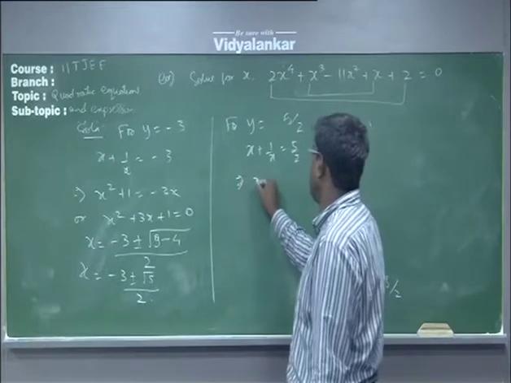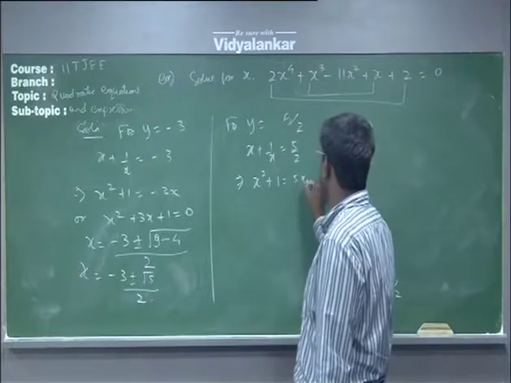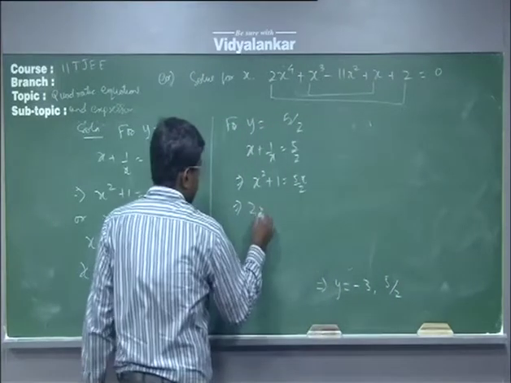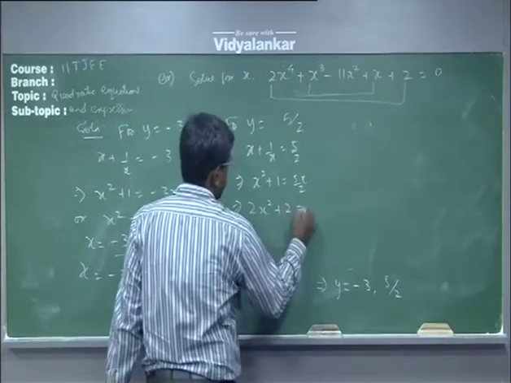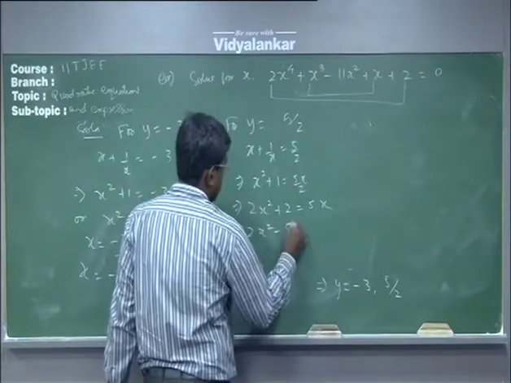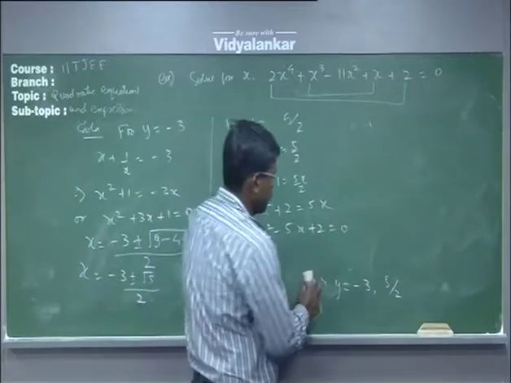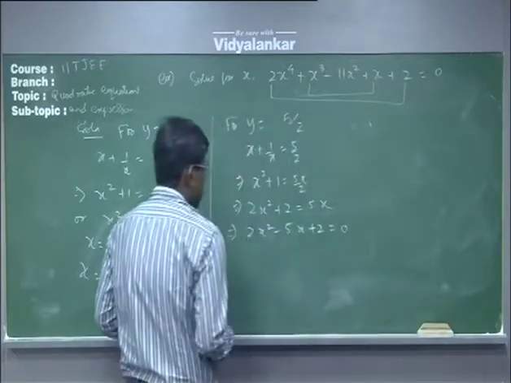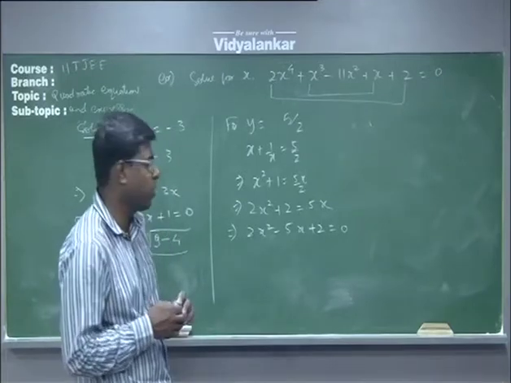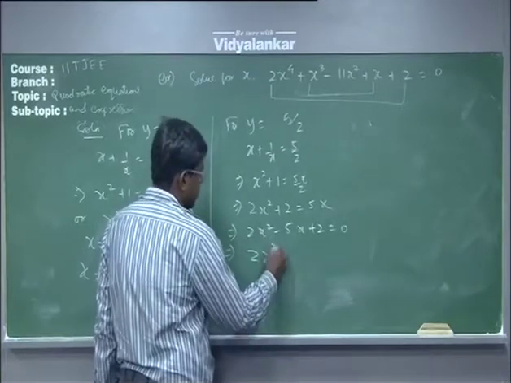This upon simplification gives us x square plus 1 is equal to 5x by 2, which gives us 2x square plus 2 should be equal to 5x, which implies 2x square minus 5x plus 2 is equal to 0. Now this can once again be solved by midterm factorization or by using the quadratic formula. So suppose we use the midterm factorization.